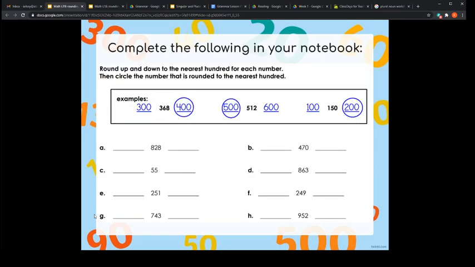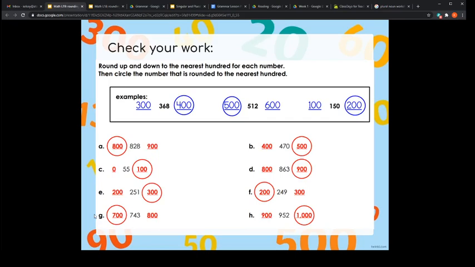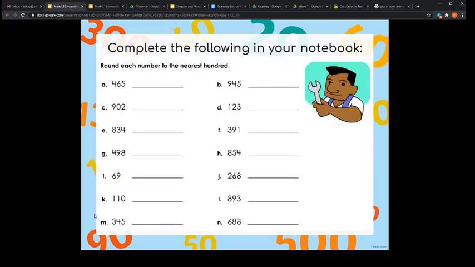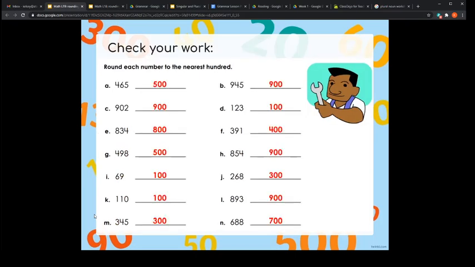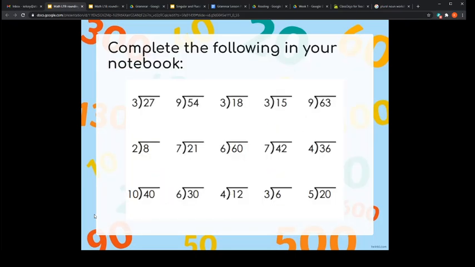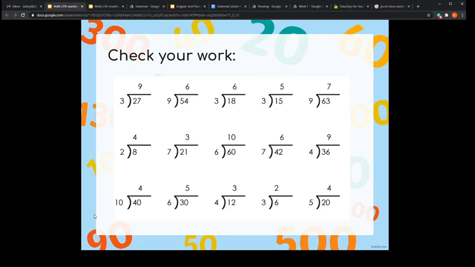We had the students complete this in their notebook. Round up and down to the nearest 100 for each number, then circle the number that is rounded to the nearest 100. Here are the answers. Again, we had the students complete this in their notebook during class time. Here are those answers. At the end of class, we had the students complete the simple division. And here are those answers.